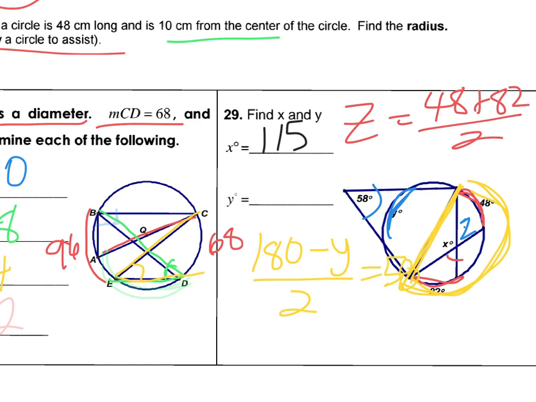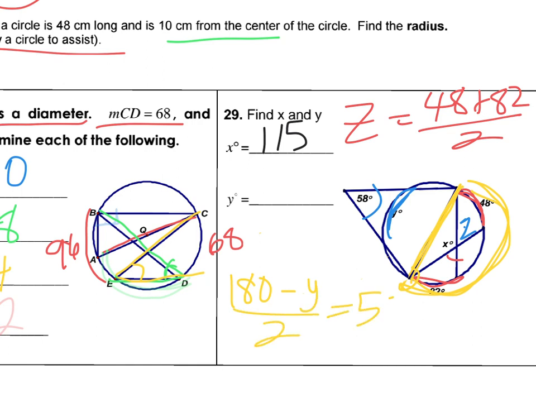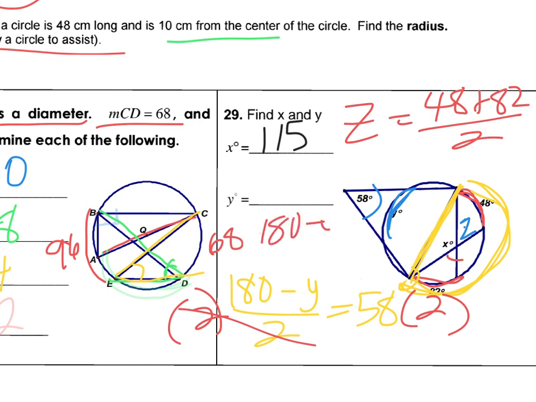Now I know that's horrible. It's probably hard to see, so let me fix that. Then you're just going to work backwards. You're going to just use your algebra skills. 180 minus y equals 58, meaning we're going to multiply everything by 2 first. And so that's going to give us 180 minus y equals our 116. And then we're solving for y.